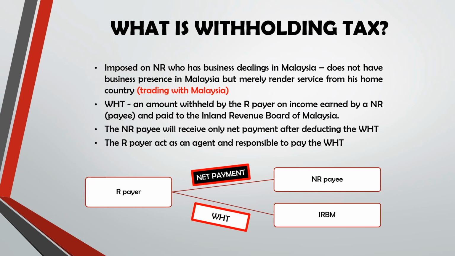So if you look at the diagram, we have the resident payer, and there is also a situation where it can be a non-resident payer. They will pay withholding tax to the IRB, and they only give the net payment to the non-resident payee. So they don't give gross payment to the non-resident payee. It must be deducted with the amount of withholding tax.